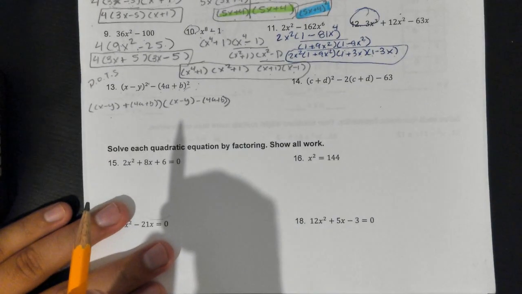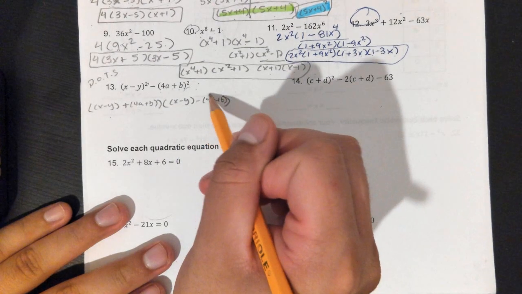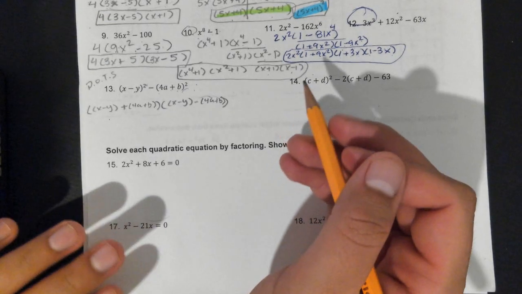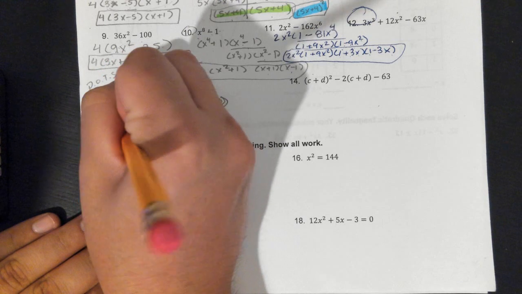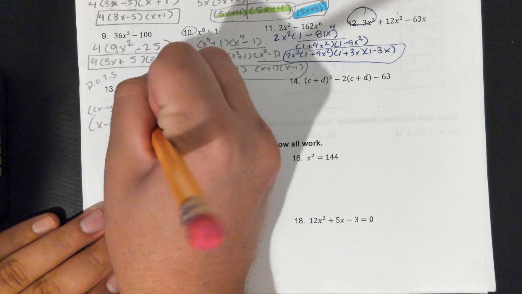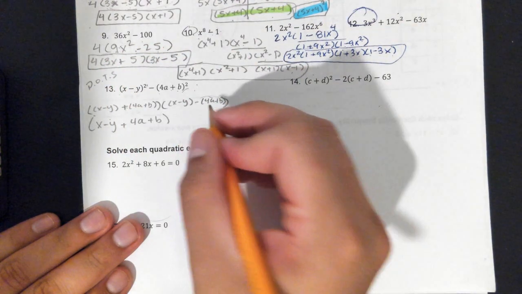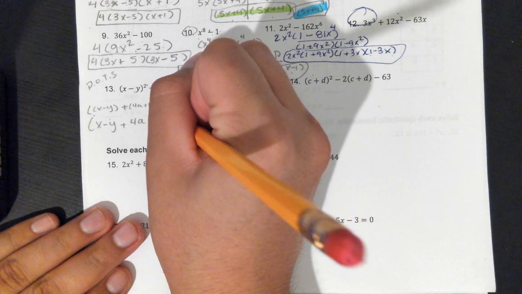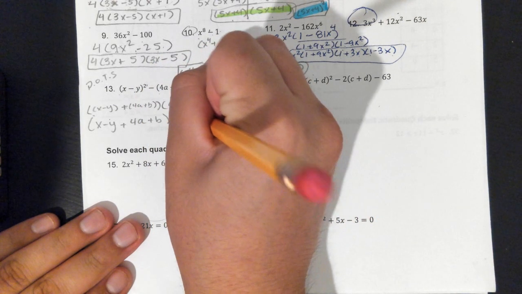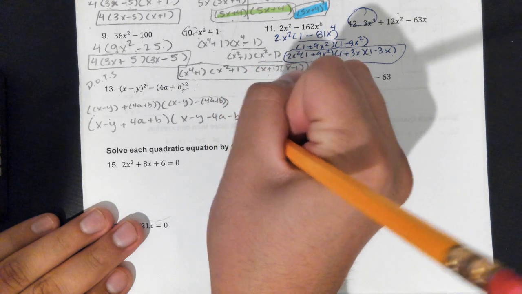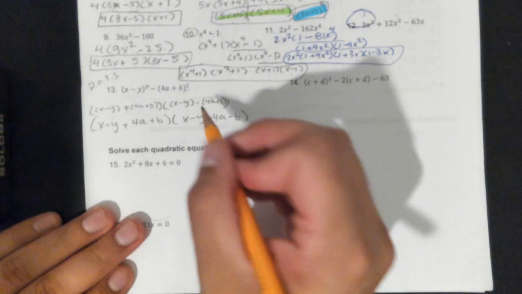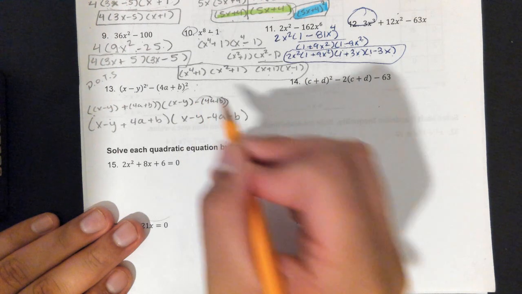Alright, this minus has to get distributed to the 4a plus b. So on this one, the plus doesn't affect anything. This would just be x minus y plus 4a plus b. But then on this one, you get x minus y minus 4a minus b, because you have to distribute the negative here. This minus right there changes to 4a plus b.